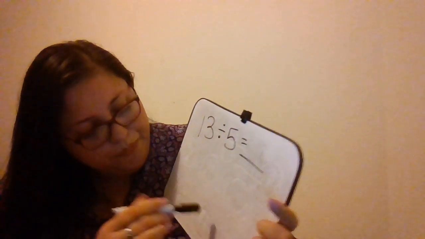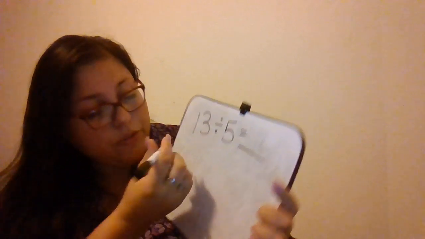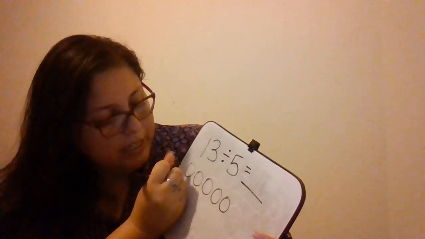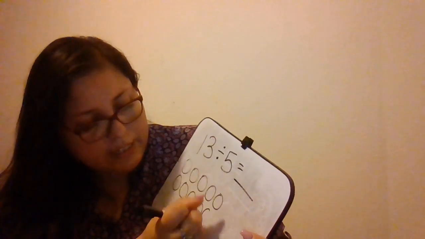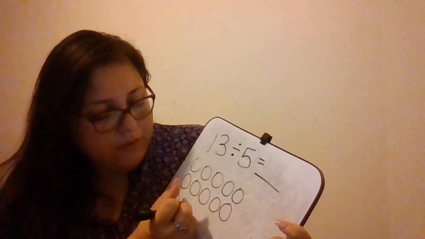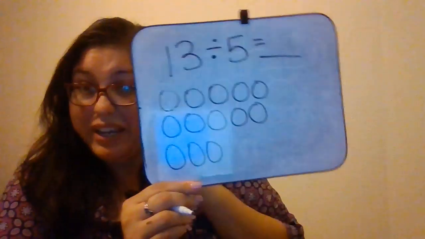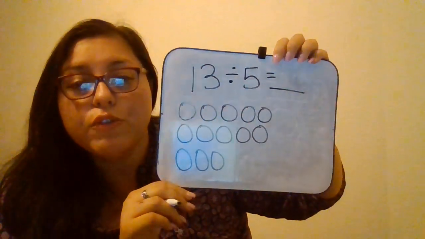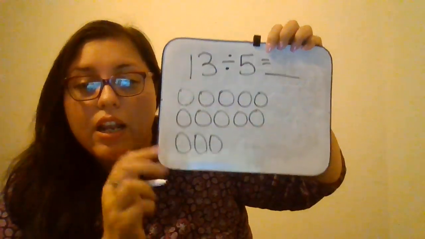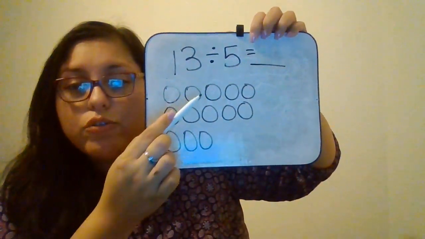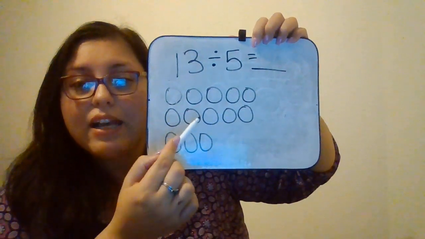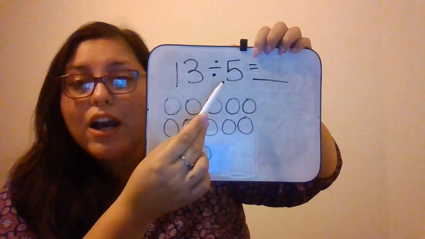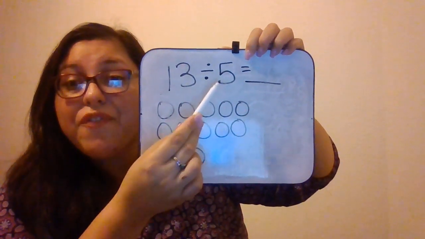What we can do is we draw the 13 counters. 1, 2, 3, 4, 5, 6, 7, 8, 9, 10, 11, 12, 13. This is an easier way. The groups way was a little confusing, but for this one to find the remainder, let's do it like this. So we have 13. So now we need to circle groups of 5.